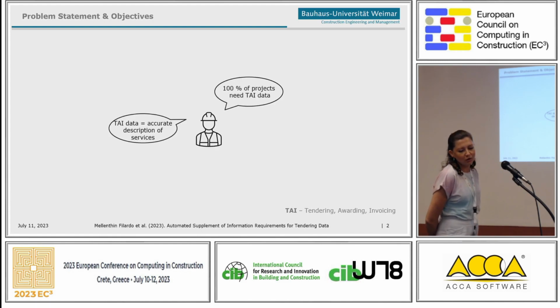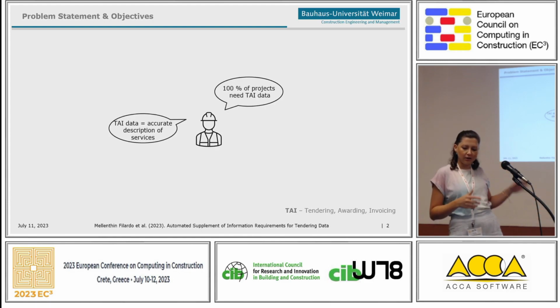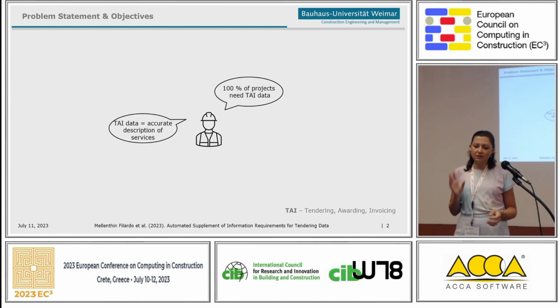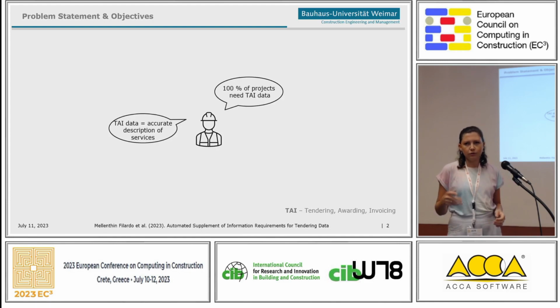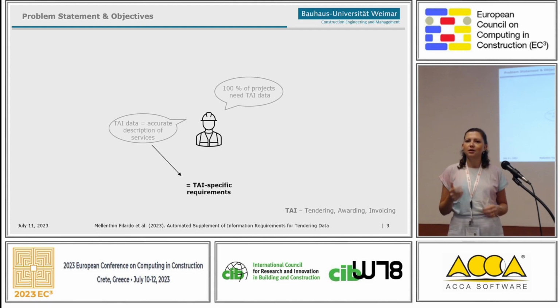What we thought of was, we have all these projects that have to be built. They need TAI data: tendering, awarding, and invoicing. That's something we have to do for everything we build. For that we need a very detailed description of the services that we want for construction later. So we could translate those into TAI-specific requirements, the requirements we have been talking about at each conference almost every day.